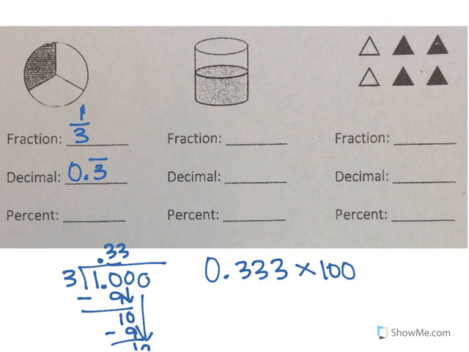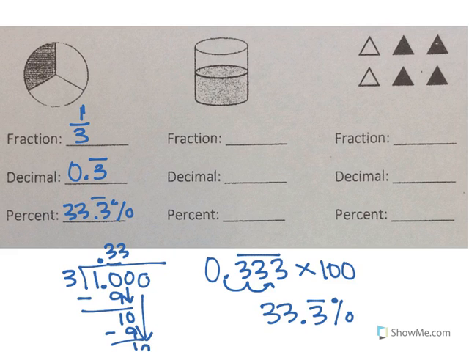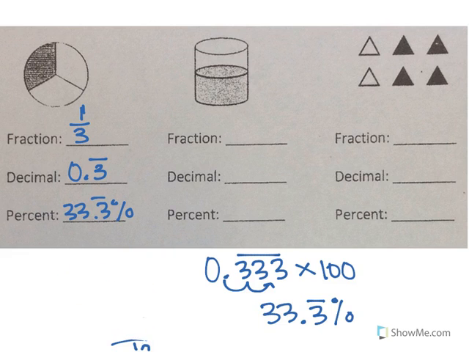Multiply by 100. That means I move my decimal over to the right 2. So now it's 33.3. That decimal is still repeating, so I still put a bar over it because it keeps going. Okay, and then it's percent, so I put my percent sign. So 1/3 is equivalent to 3/10 with a repeating decimal, and 33 3/10% repeating decimal. So that's my first one. Let's try the second one.